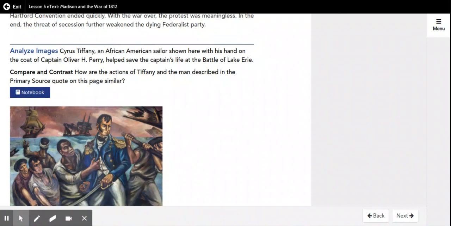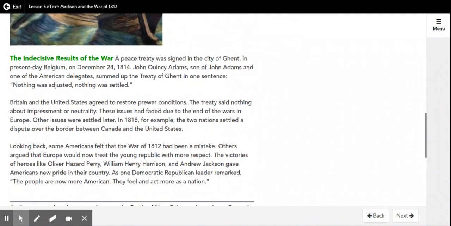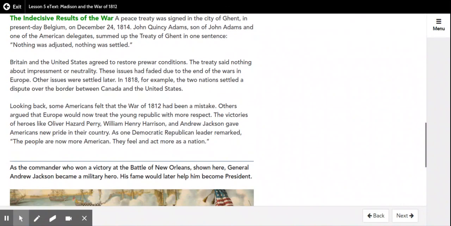The indecisive results of the war. A peace treaty was signed in the city of Ghent, in present-day Belgium, on December 24, 1814. John Quincy Adams, son of John Adams and one of the American delegates, summed up the Treaty of Ghent in one sentence: "Nothing was adjusted, nothing was settled."